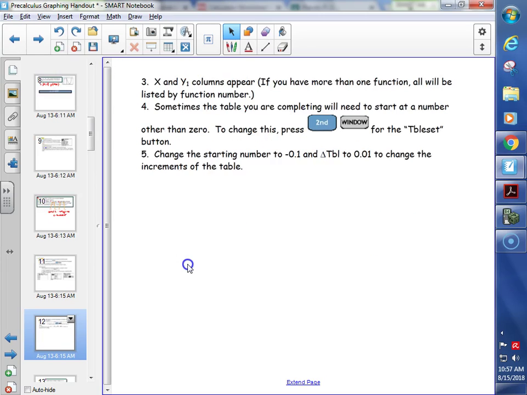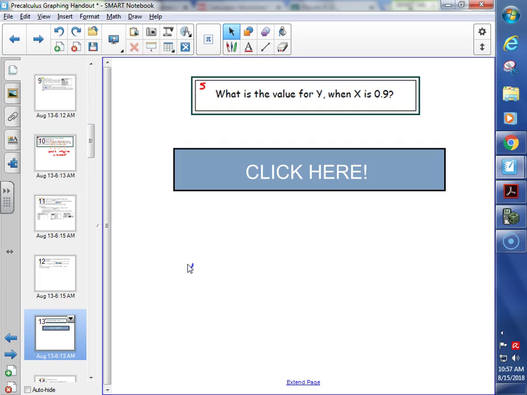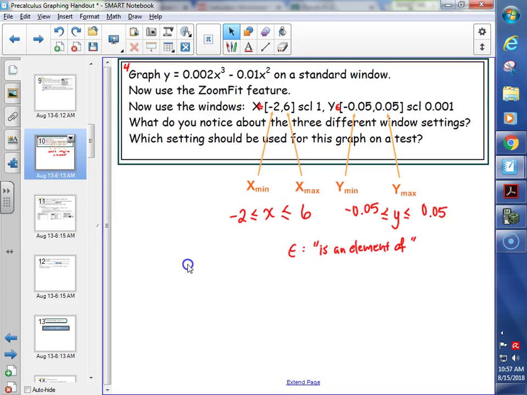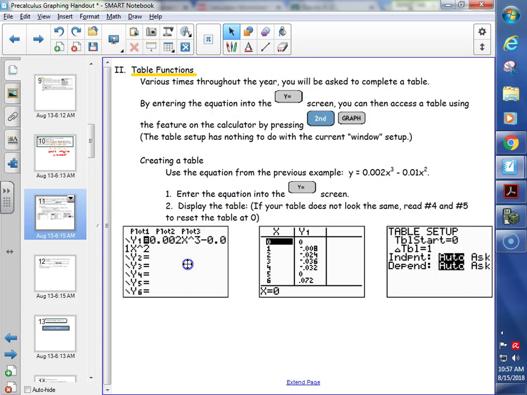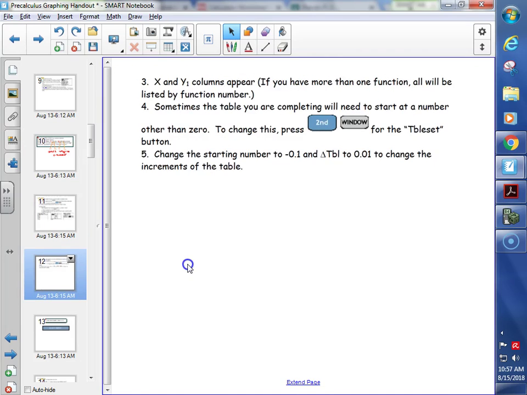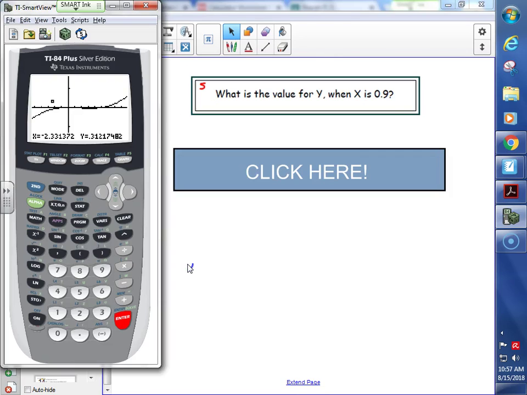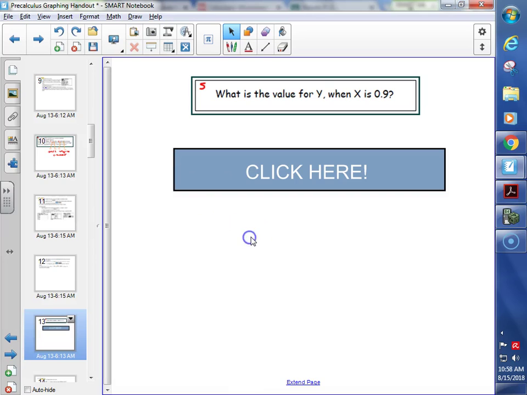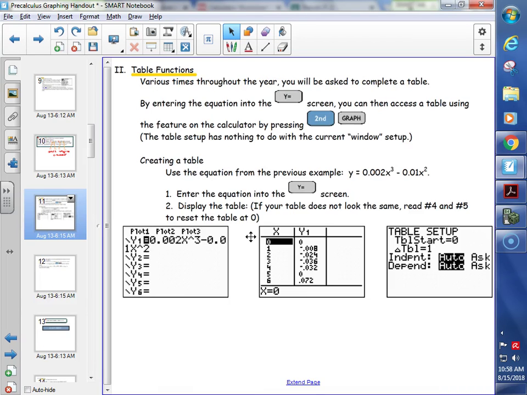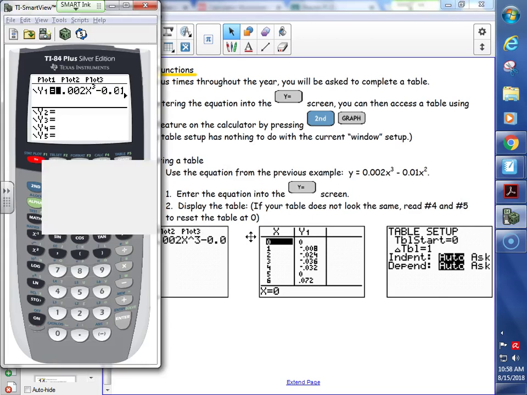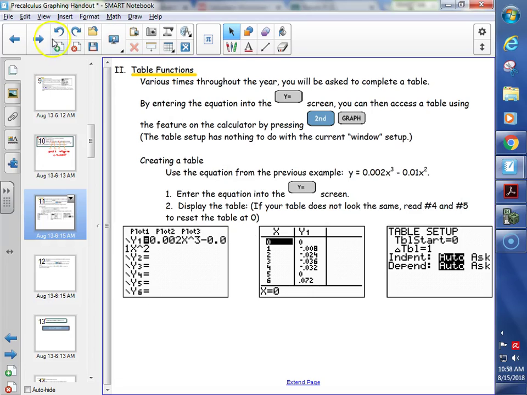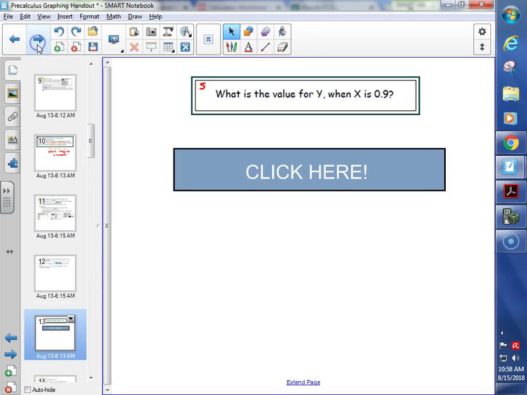Okay. Let's go to number 5. This one technically, you kind of shifted between 4 and 5, because number 5 says let's start looking at the table. But aren't you guys still technically using y equals to put in your function? Yeah. Right? Okay. So we're still using y equals. That hasn't changed. The function changed, or did it? 0.002x cubed. Oh, it is the same one, right? You're using the same function, which is kind of nice.